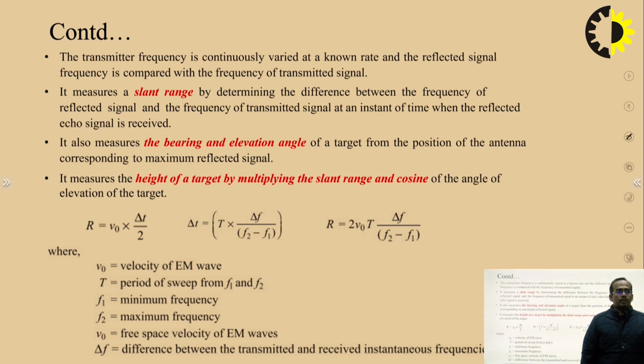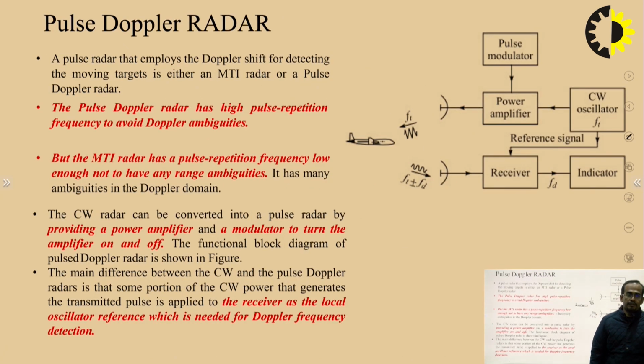The range R is equal to V naught delta T by 2, where delta T is equal to T into delta F upon F2 minus F1. And from here we can calculate the R, where V naught is the velocity of EM wave, T is the period of sweep from F1 to F2. F1 is minimum frequency and F2 is maximum frequency. V naught is the free space velocity of EM wave, and delta F is the difference between the transmitted and received signals.